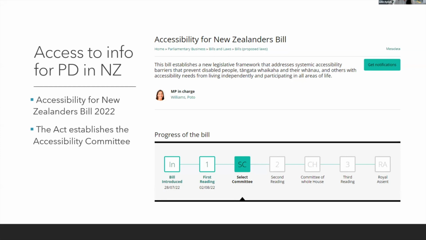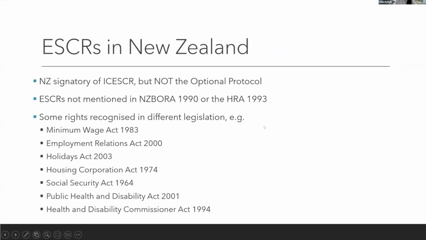In essence, it only creates an advisory committee that would progressively work on removing accessibility barriers, but doesn't have any kind of binding powers or any oversight powers and so on and so forth. So we'll see what happens with the accessibility bill. I'll come back to that as well. Now, so that was one of the, I guess, dots.